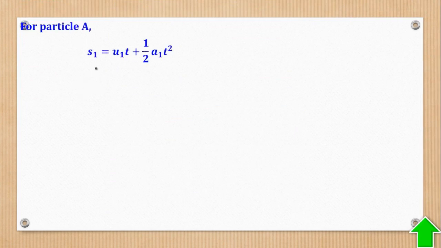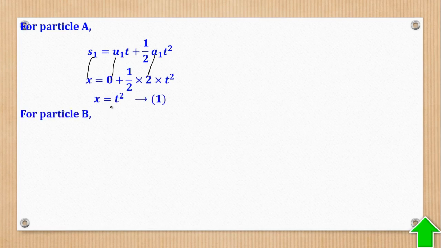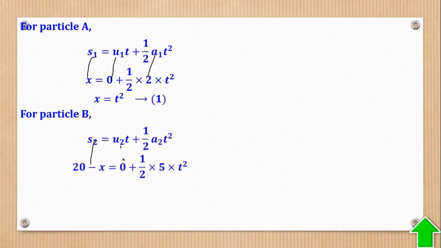So for particle A, using the second equation of motion, S is x, U is 0, A is 2. And that gives us equation 1. Then for particle B, still use the second equation of motion: S is 20 minus x, U is 0, and A is 5. But they both take the same time because they said at the same instant. So that gives us equation 2.